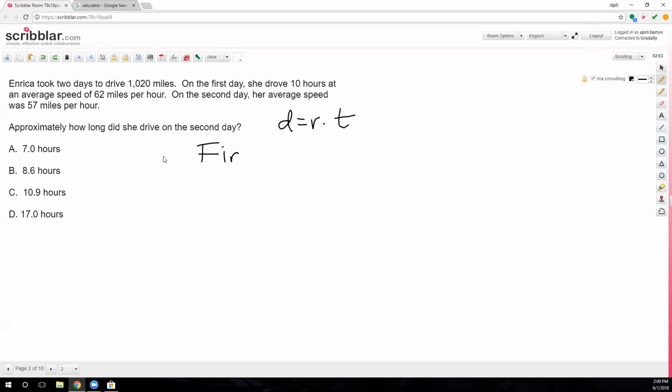So on the first day, I want you guys to use the information. She drove 10 hours at an average speed of 62 miles per hour. That was all our information from the first day. I want you guys to find what distance did she drive on the first day. So I'm going to give you a minute or two to find what distance did she drive on the first day.